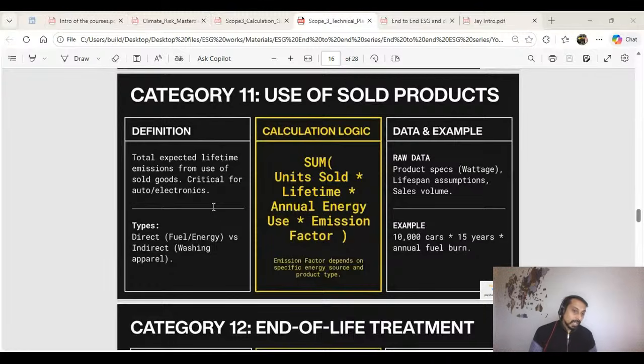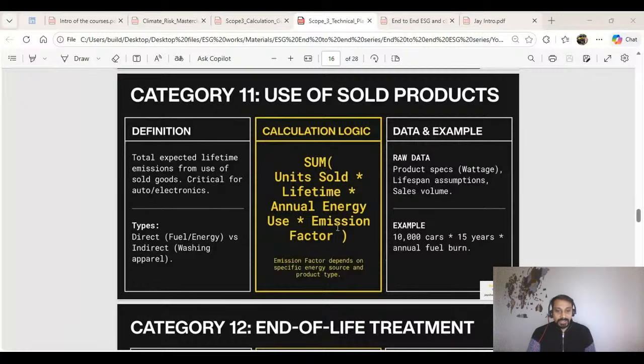So those franchisees, those suppliers, those automobile dealers will sell electric vehicles or energy-based vehicles rather than diesel and petrol, because there is going to be a much higher carbon tax if they are selling more products based on their emissions in the developed country, if they have a jurisdiction's requirement to pay the carbon tax. So those categories are part of the use of sold products.